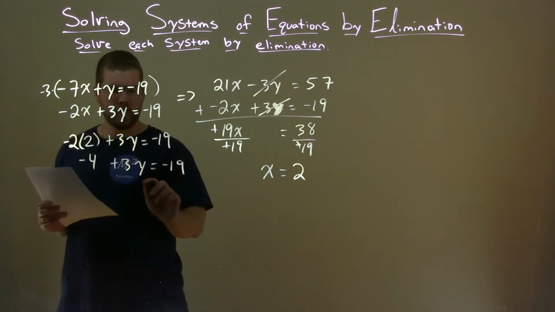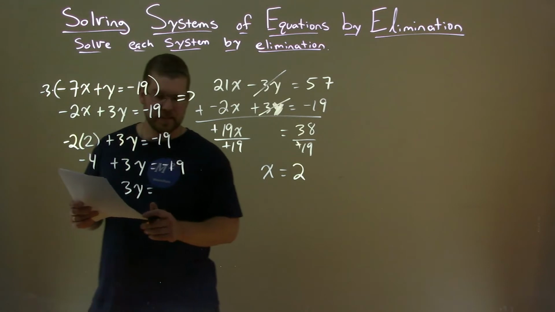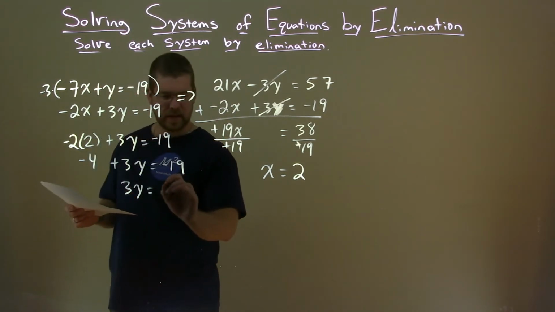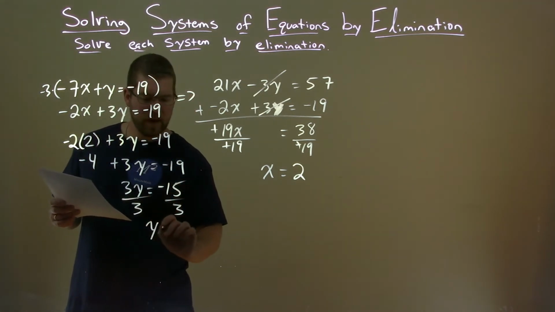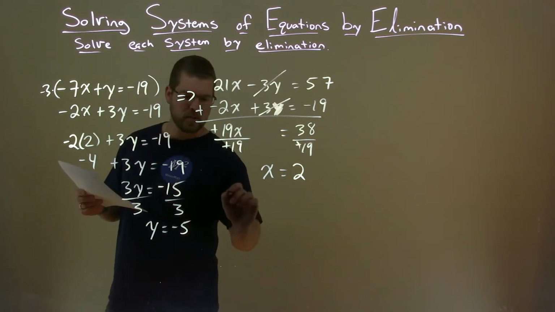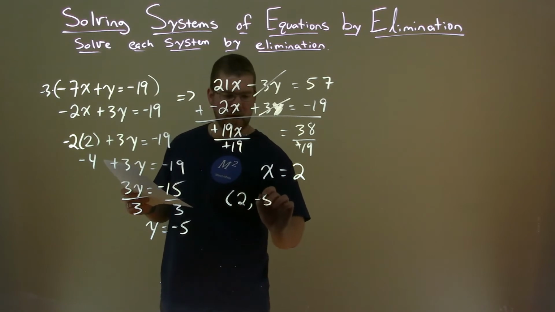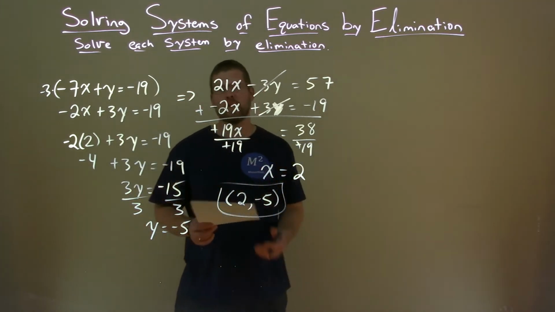Add 4 to both sides. 3y equals negative 19 plus 4, goes reverse, so we got, was it 15? A negative 15 here. Divide both sides by 3, and y is by itself, and negative 15 divided by 3 is a negative 5. So we have our two values here. X is 2, y is negative 5. We can write it as a point, and there we have it. 2 comma negative 5 is our solution.